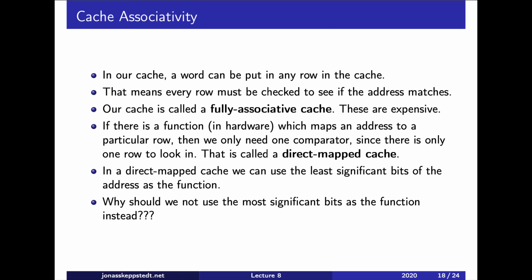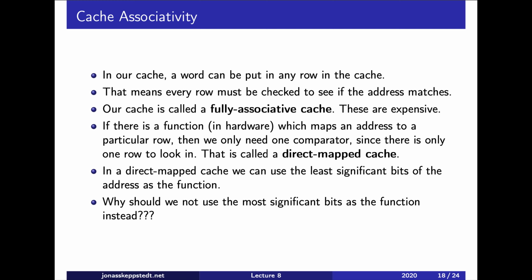And one approach is to have a function which takes the address and computes a row, a single row. That is called a direct mapped cache. So from an address we somehow map this address to a certain row.